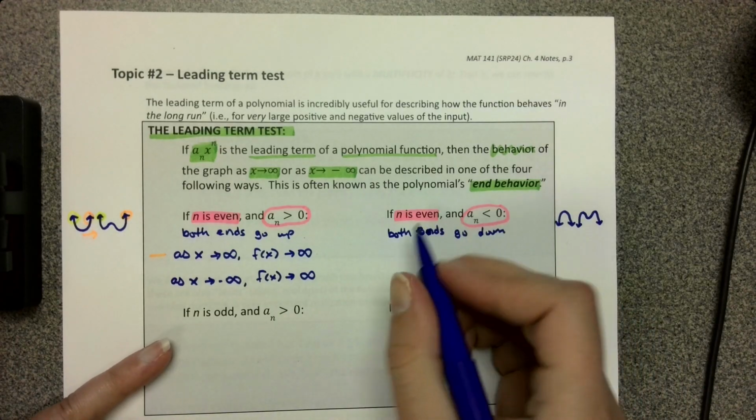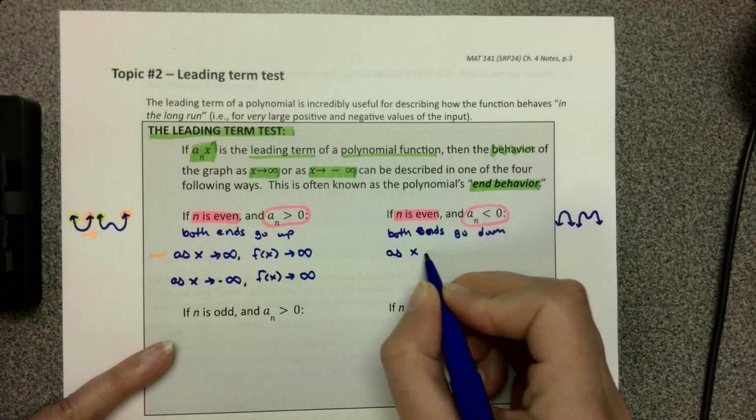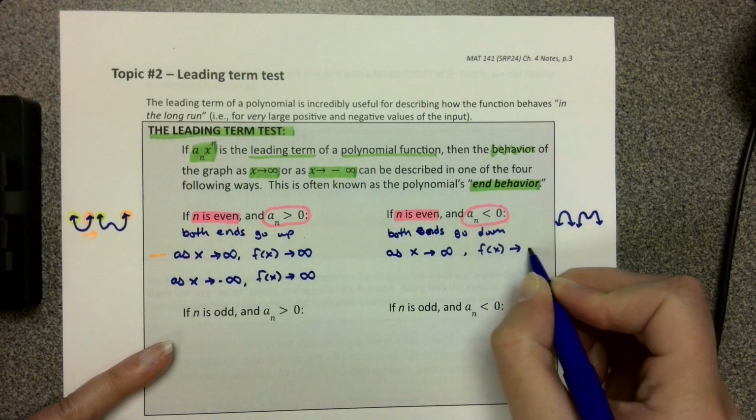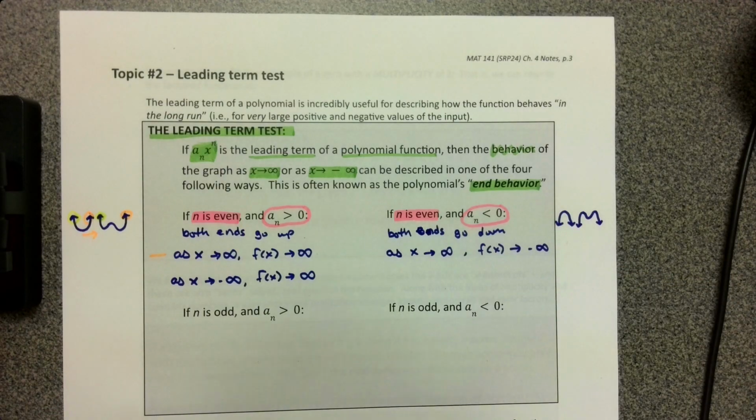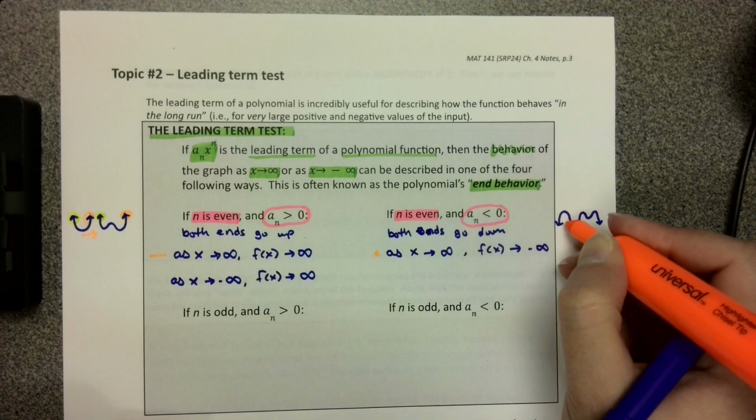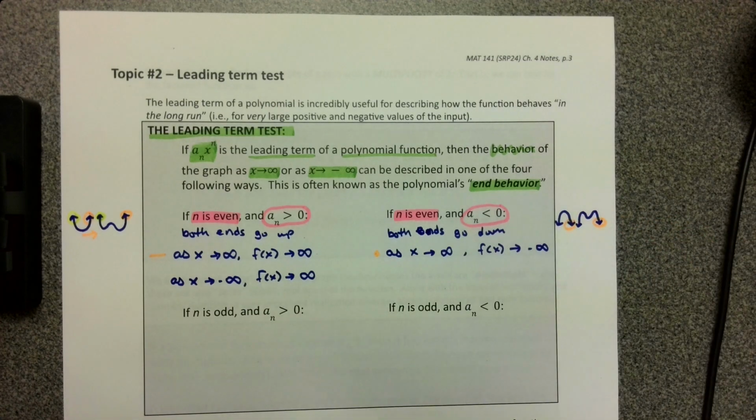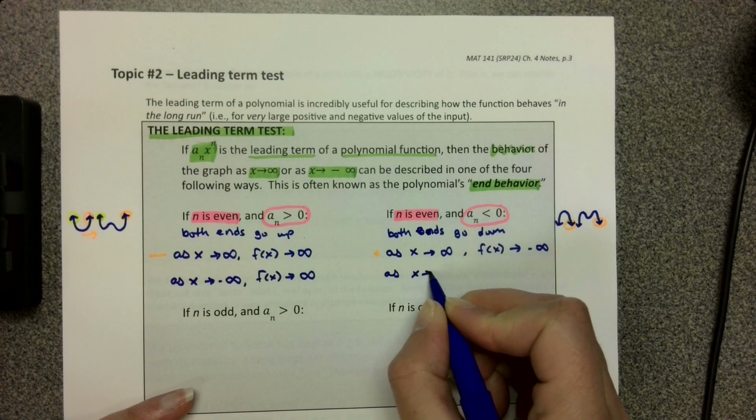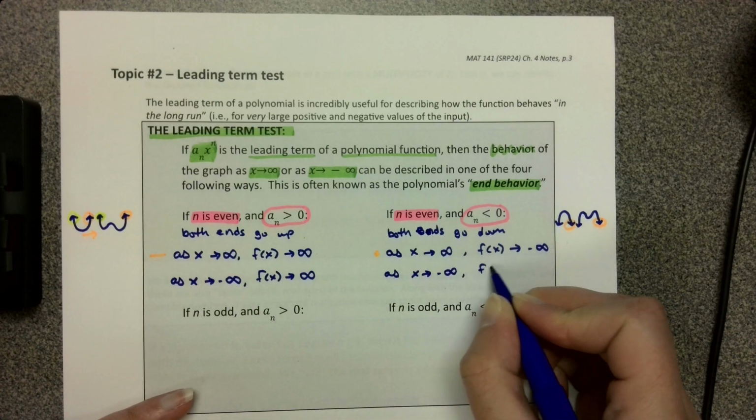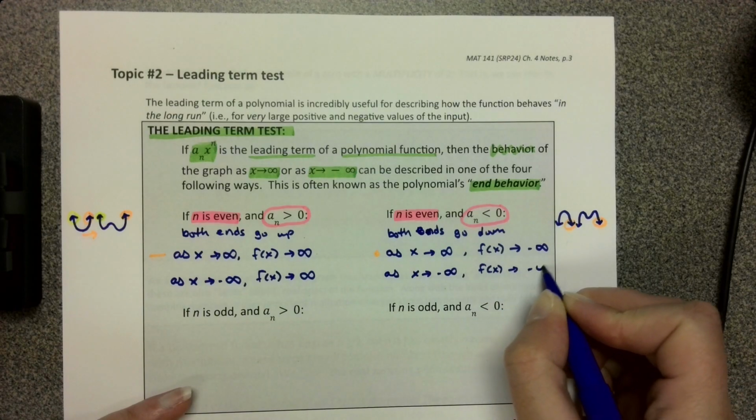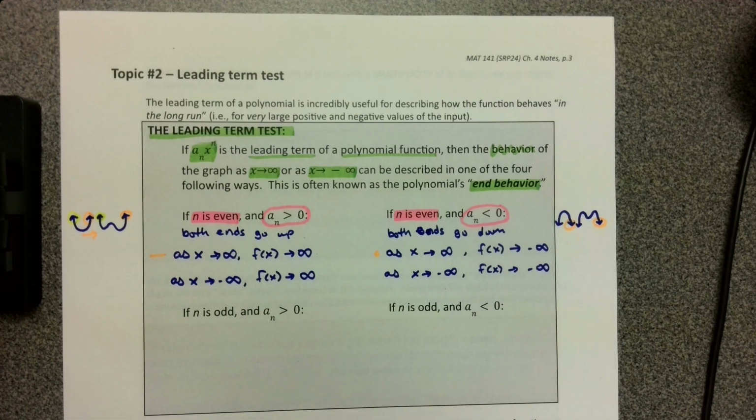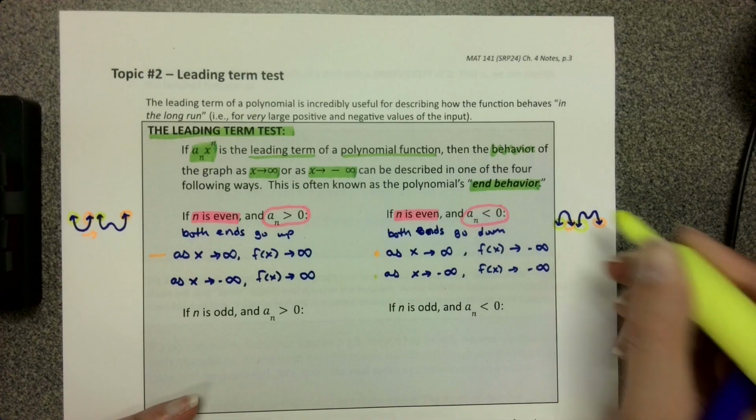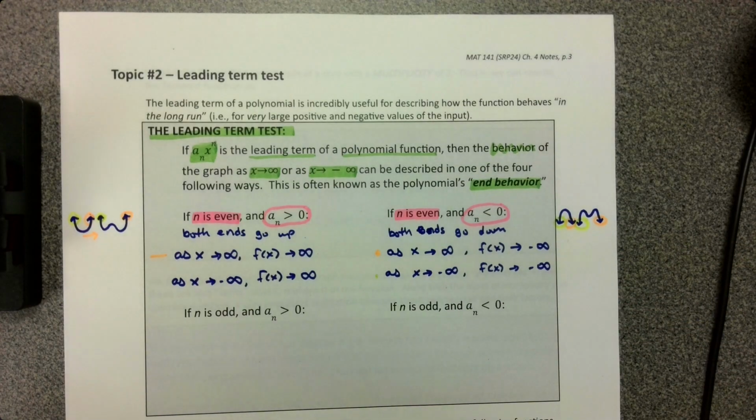So more formally, we would say that as x approaches infinity, f of x approaches negative infinity. So that's talking about the right-hand side behavior of this graph. And similarly, as x approaches negative infinity, f of x also approaches negative infinity. Again, as x approaches negative infinity, that says left side. On the left side, we're going down just like we were for the right side.